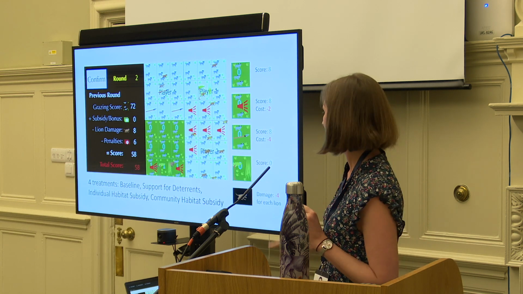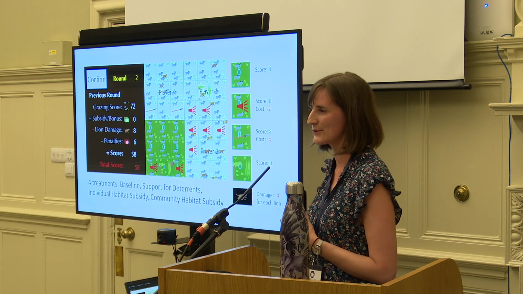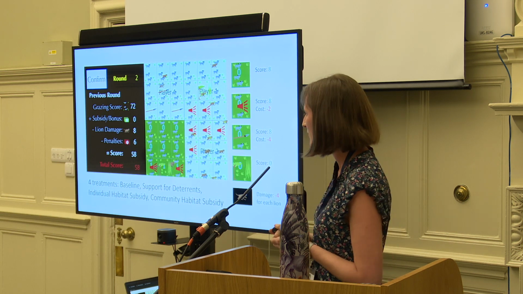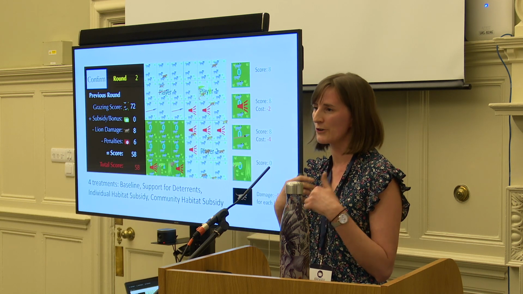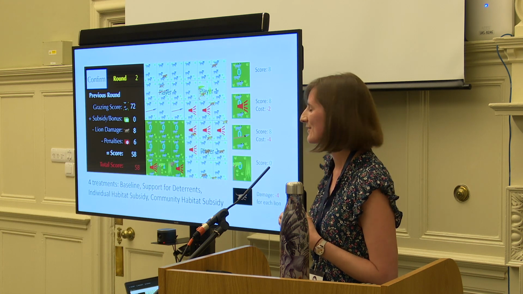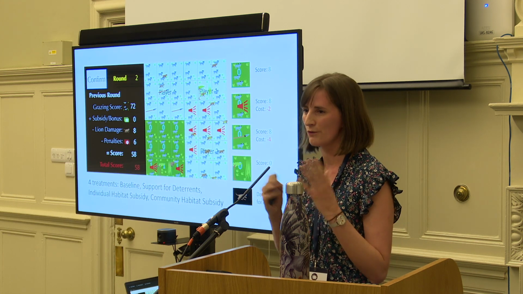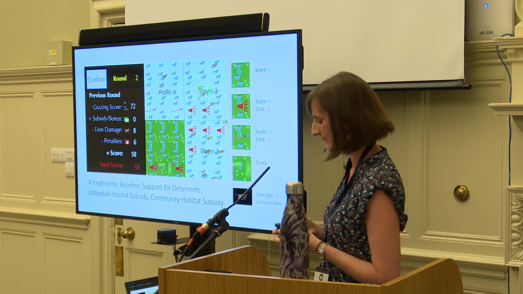In those treatments, you got some bonus points for providing wildlife habitat, and this was either provided at an individual level, so you placed a habitat square on your grazing area, and then you got the points for yourself. And it was also provided at a communal level, so it was based on the total number of habitat squares that all 4 of the players put, and then the points were shared between them.